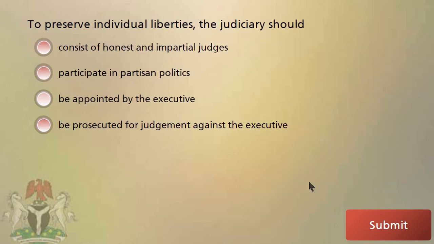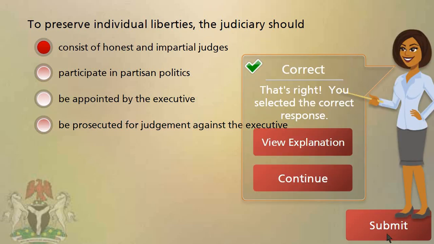Okay, so let's look at question 25. To preserve individual liberties, the judiciary should A. consist of honest and impartial judges, B. participate in partisan politics, C. be appointed by the executive, D. be prosecuted for judgment against the executive. The right answer is consist of honest and impartial judges. To preserve individual liberties, the judiciary should be independent, honest, and have impartial judges. So the right answer is A.